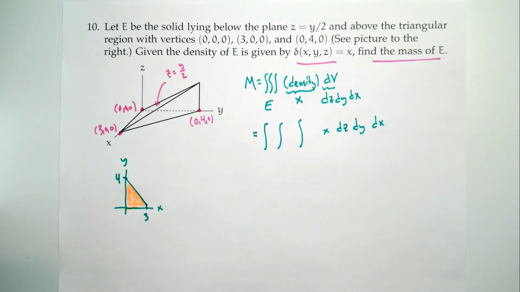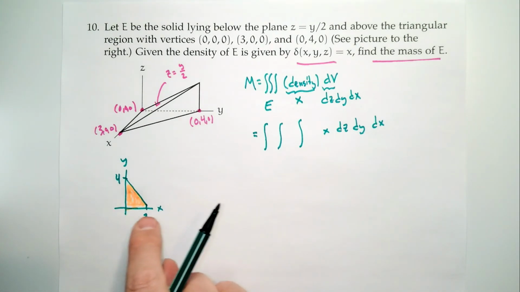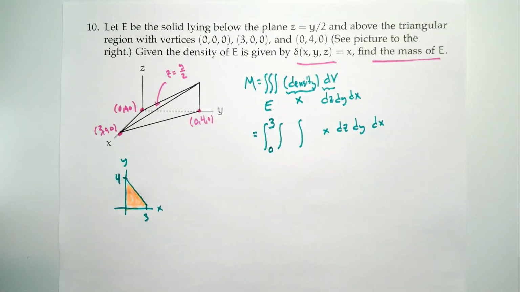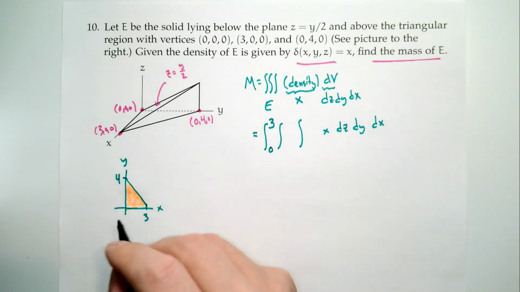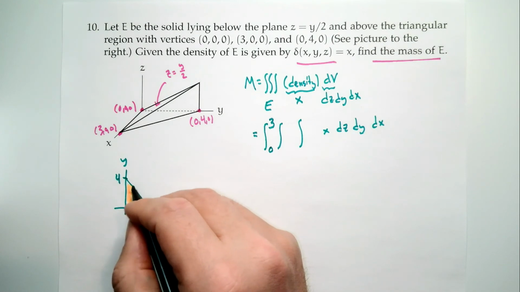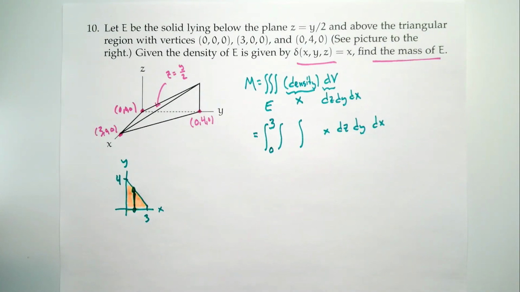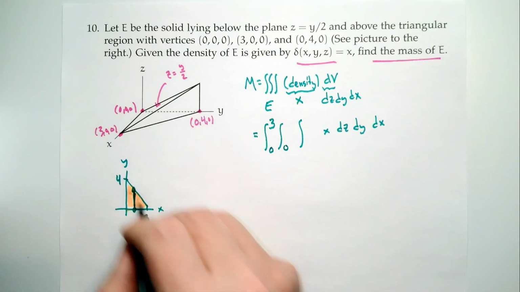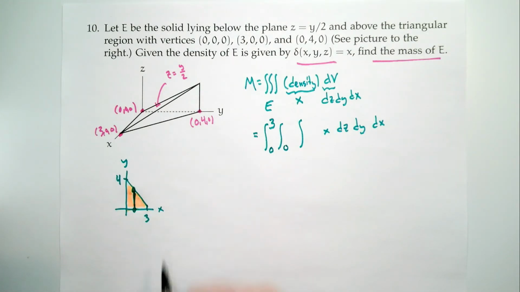Maybe let's talk about where we go for x. X goes from 0 to 3, because I can see the lowest value for x and the highest value for x. How about y? If I pick a value for x and let y move up and down, I'm going to move between the line y equals 0, up to that slanty line. Well, what is that?